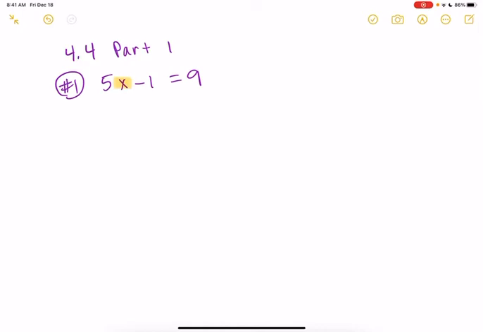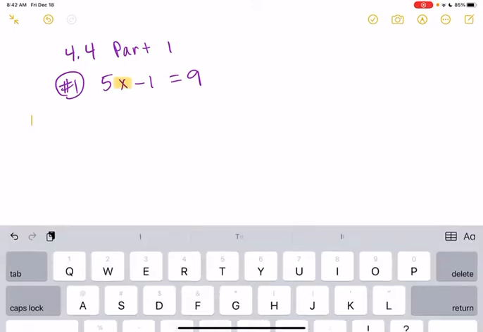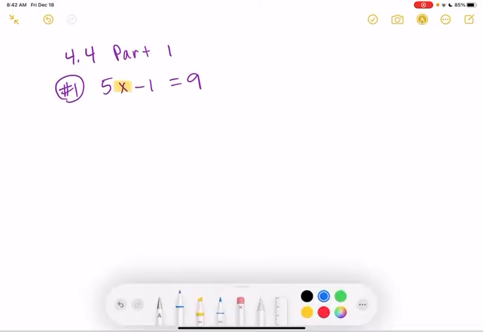So here is our first problem. I have 5x minus 1 equals 9. So remember, we want to get that x by itself. So try to figure out what operation I would do first and show me that card. Okay, so you see the x there. That 5 is attached to it. So if we were in the classroom, I would kind of just cover up that whole section.